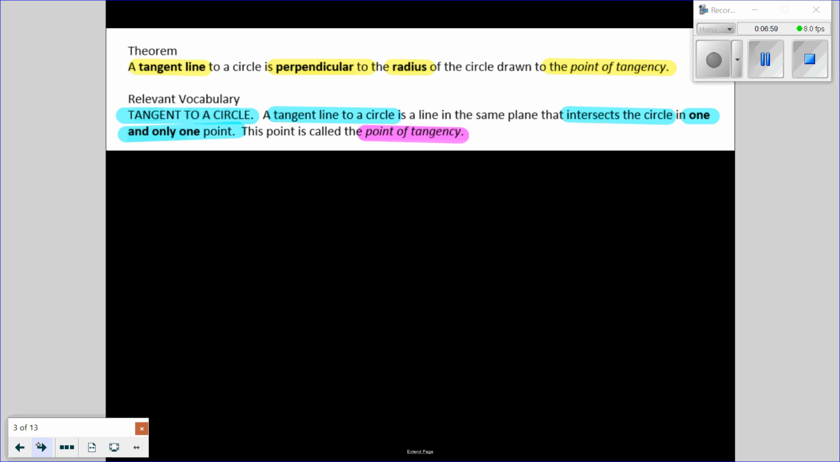So a tangent to a circle is a line in the same plane that intersects the circle at one and only one point. That point is called the point of tangency.